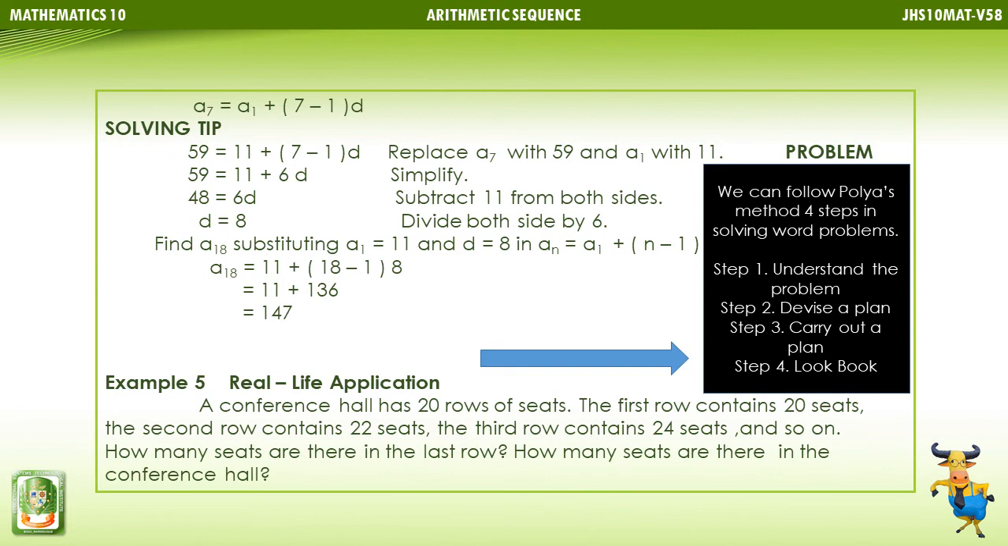Problem solving tip. We can follow Polya's method for steps in solving word problems. Step 1. Understand the problem. Step 2. Devise a plan. Step 3. Carry out the plan. Step 4. Look back.